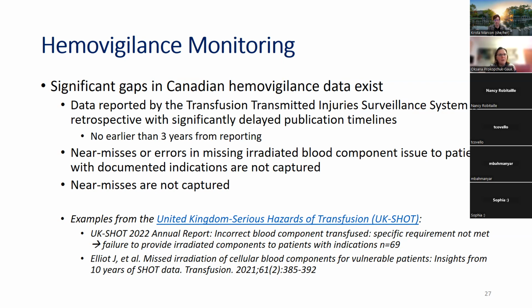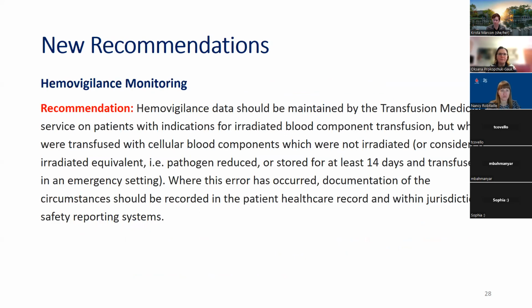We do have examples from the United Kingdom, and they have the Cadillac version of a hemovigilance system through the UK SHOT database that does describe near misses in addition to cases of TA-GVHD that are possible, probable, or confirmed. Within the last 10 years of the SHOT database, there haven't been any cases of TA-GVHD, but there sure have been near misses, and a significant number of them. Most of this is related to human error, but it would really be nice to be able to track our own hemovigilance data in a more fulsome way so that we can learn from these situations as well.